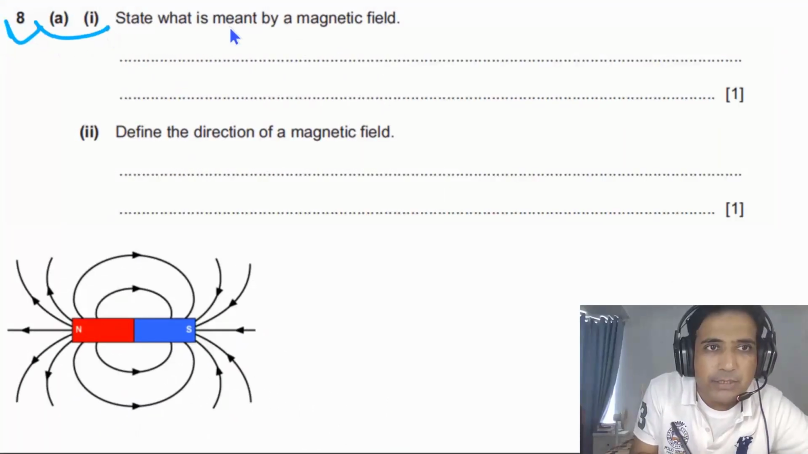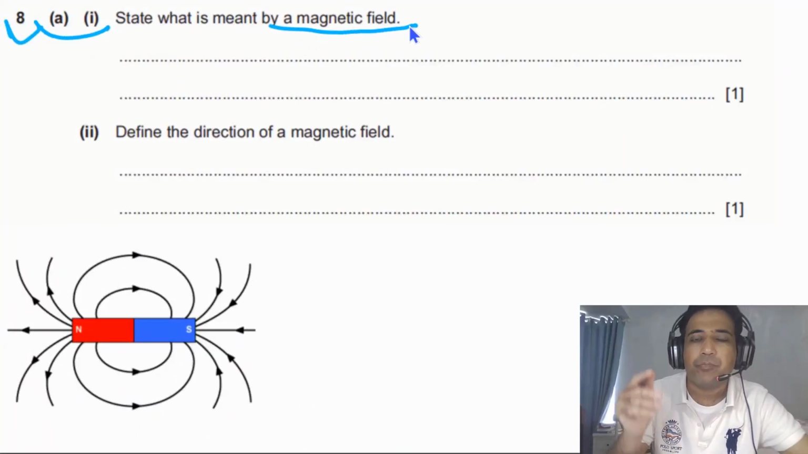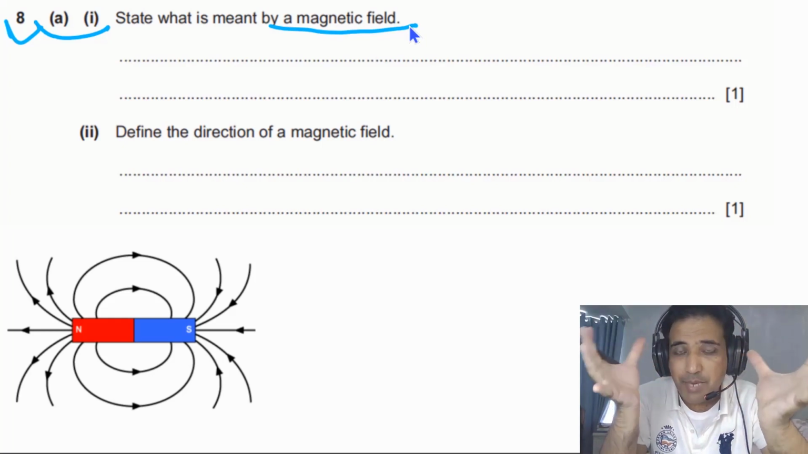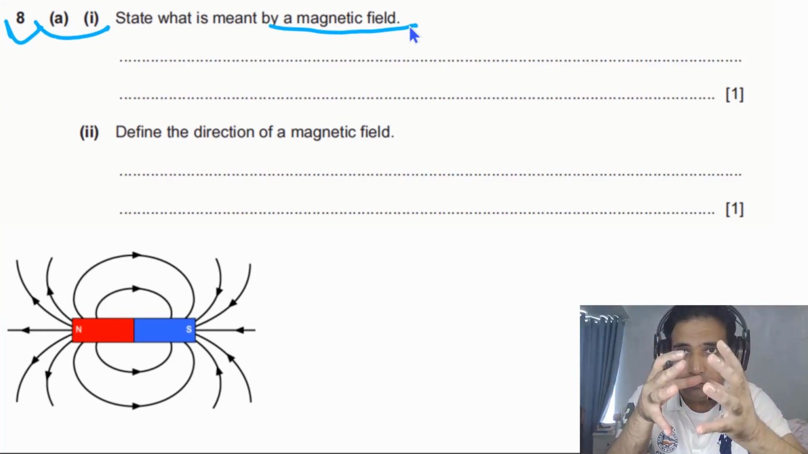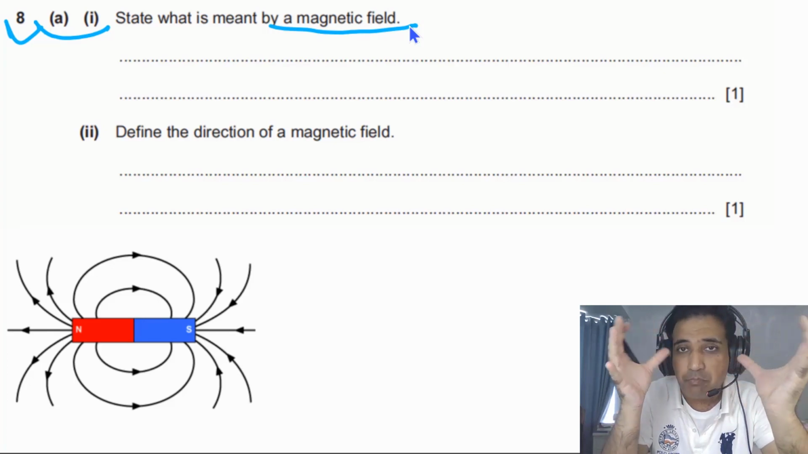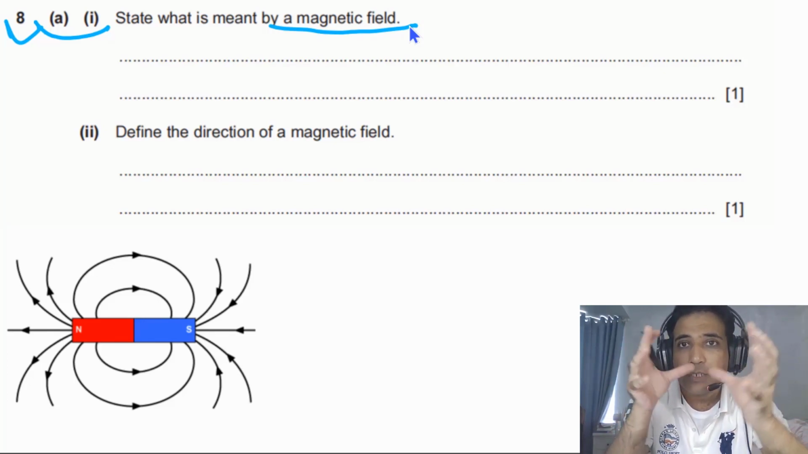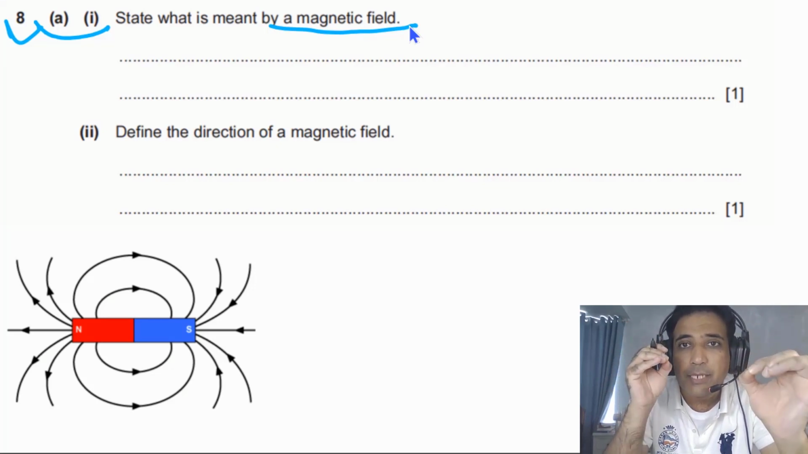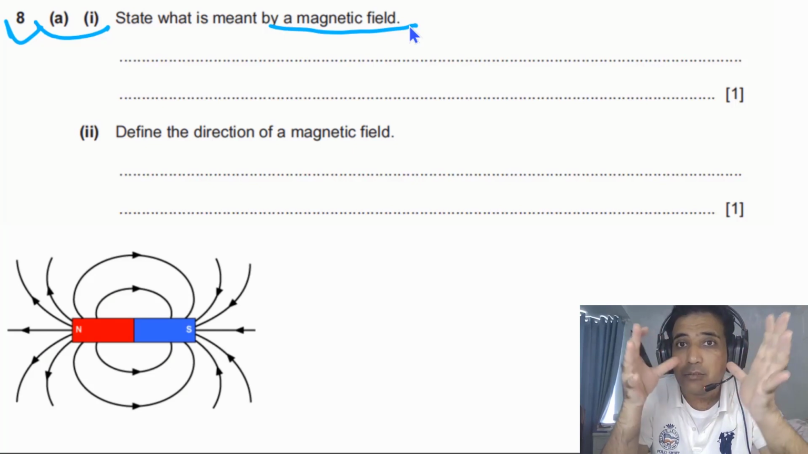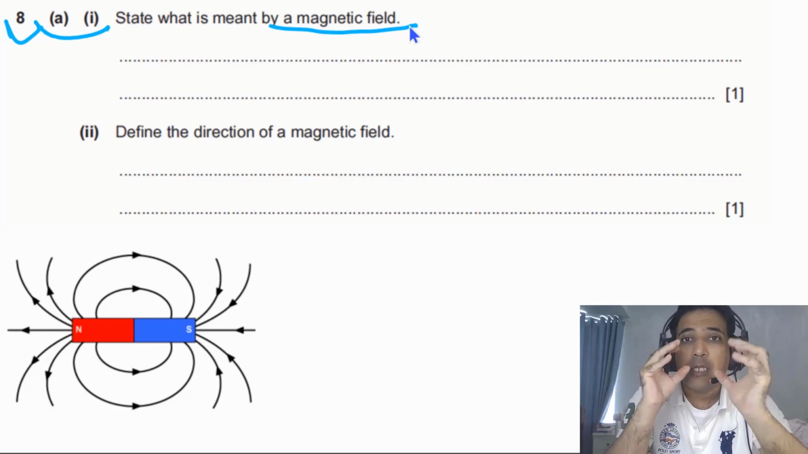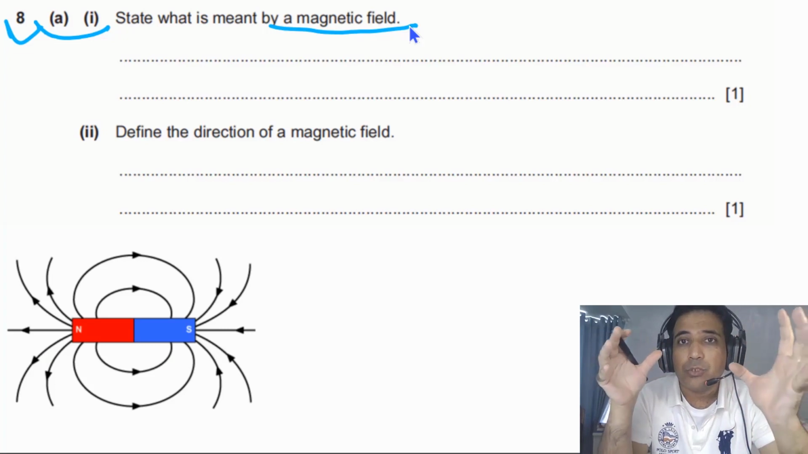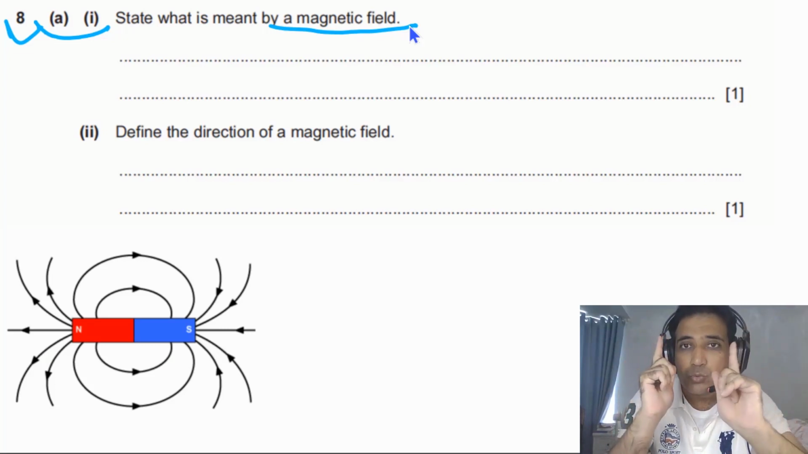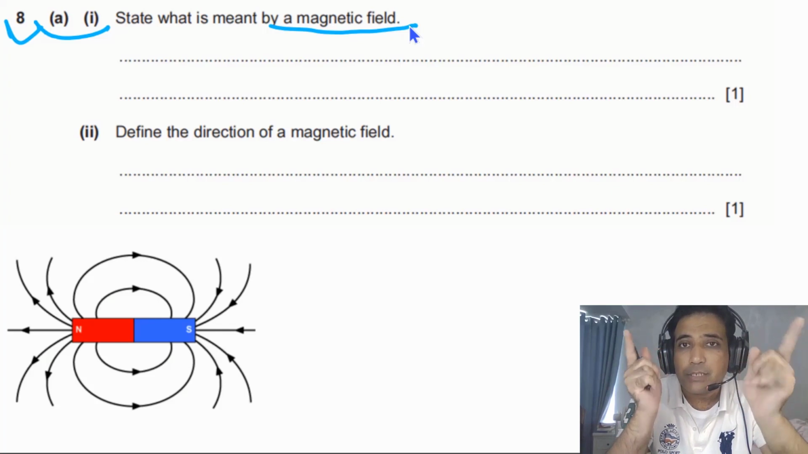Question 8 part A1 says, what is meant by a magnetic field? A magnetic field simply is a region around a magnet where another magnet will experience a force, or we can say a region around a magnet where a magnetic pole will experience magnetic force. We also need to understand there is no magnetic monopole in nature. Magnetic monopoles do not exist in nature. We don't have a single north pole or a single south pole. A magnet always has two poles, one north pole and one south pole.